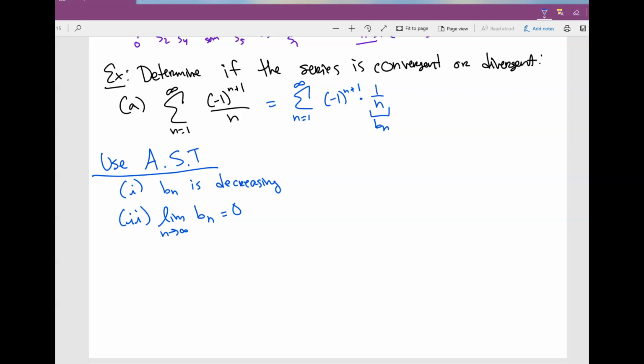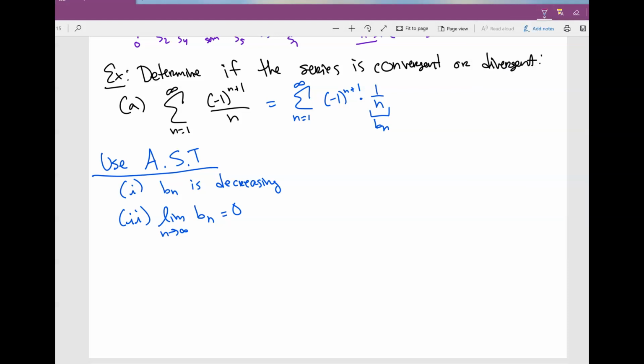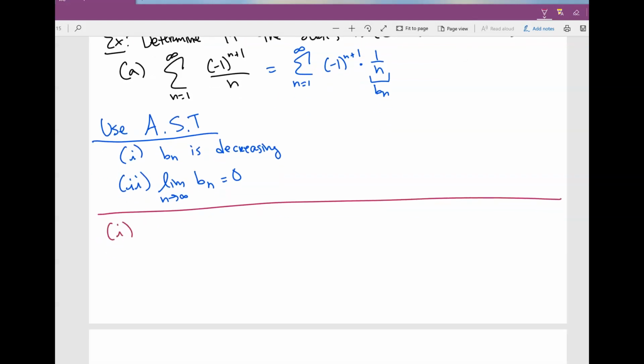To prove that it's decreasing, you can do many different things. One of the things that you can do is show that 1 over n plus 1 is less than 1 over n. Or you can use the derivatives. And I'm going to go ahead and use the derivatives because I think it's a really good way to refresh your memory on the derivatives part. So let's go ahead and show both of these things. So first you want to show that b sub n is decreasing. In this case, b sub n is equal to 1 over n.